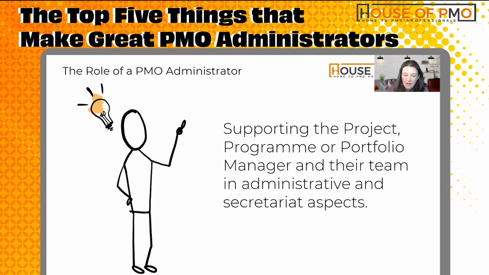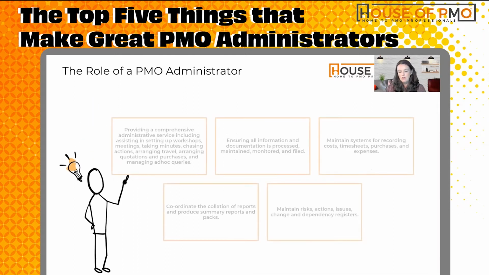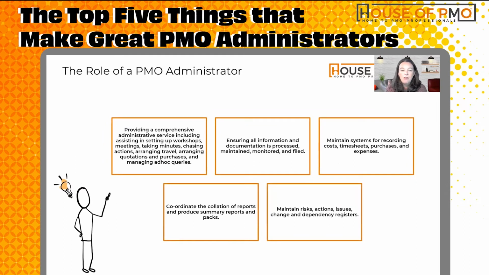And what we mean by that, let's have a look at this, the role profile that you'll see in the competency framework. There's a top 5 of tasks and activities, or roles and responsibilities, that a PMO administrator has. And you'll see that the first box is about a comprehensive administrative service. We've got some things in there, but I think you'll know that generally you're the person that's the center point of contact.